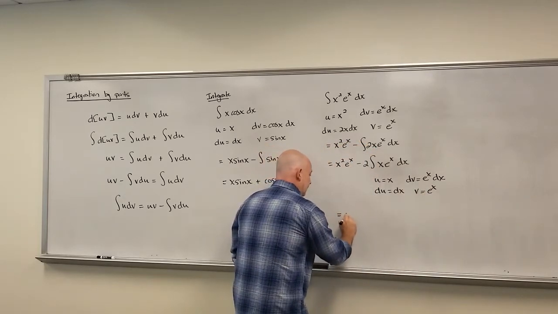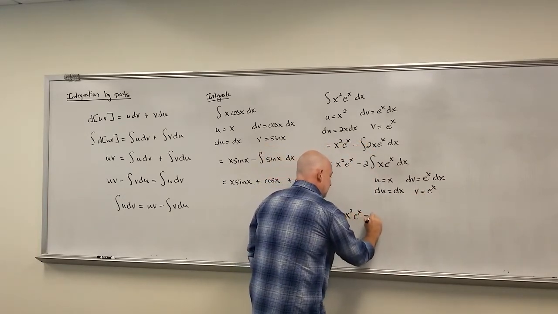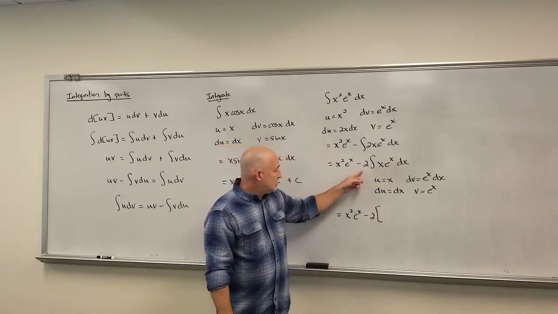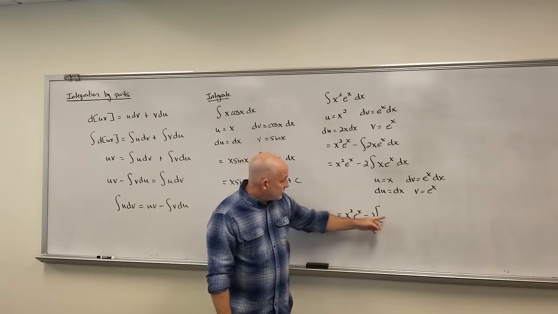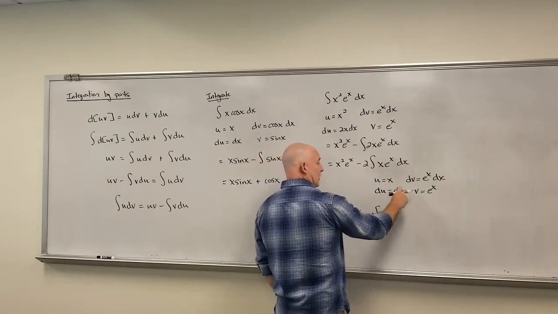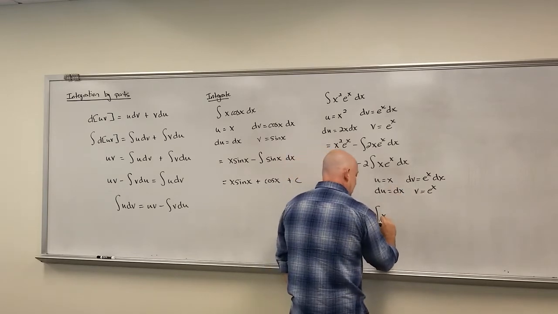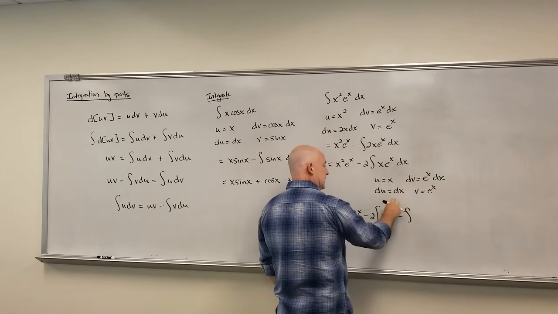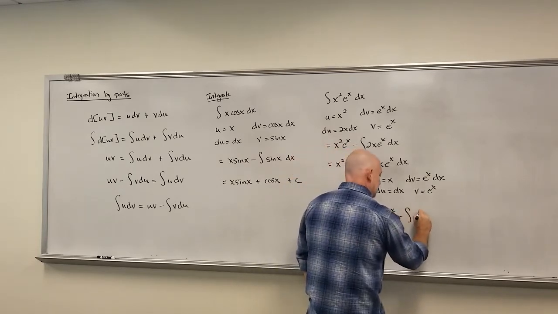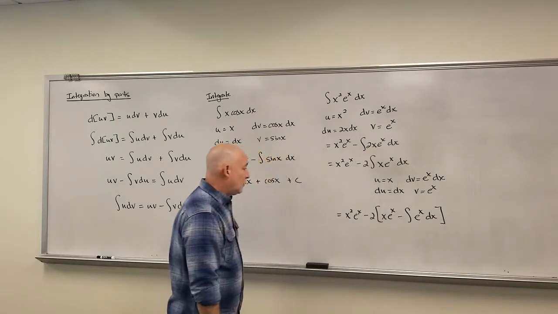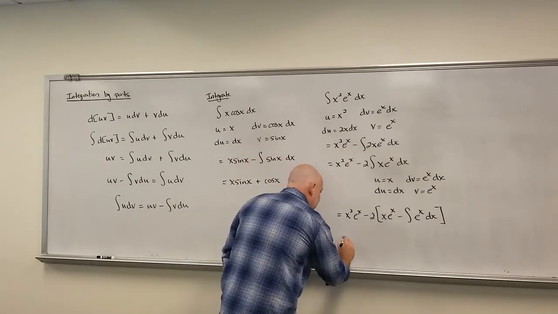All right, so what we have so far, we have x squared e to the x minus 2 times. Now, since this integral is going to break into two pieces, I need to use my brackets here because this negative 2 applies to everything. So doing by parts again, we have uv, so that's x e to the x, minus the integral of v du, so e to the x dx.